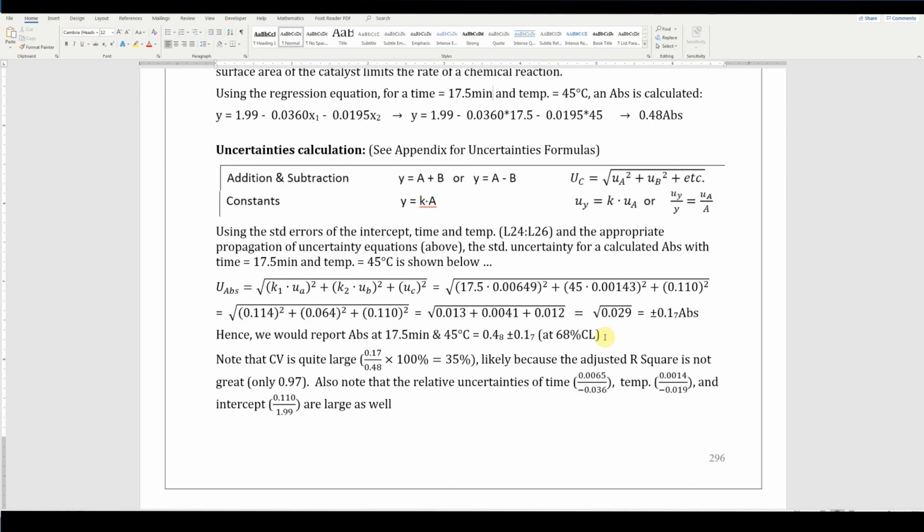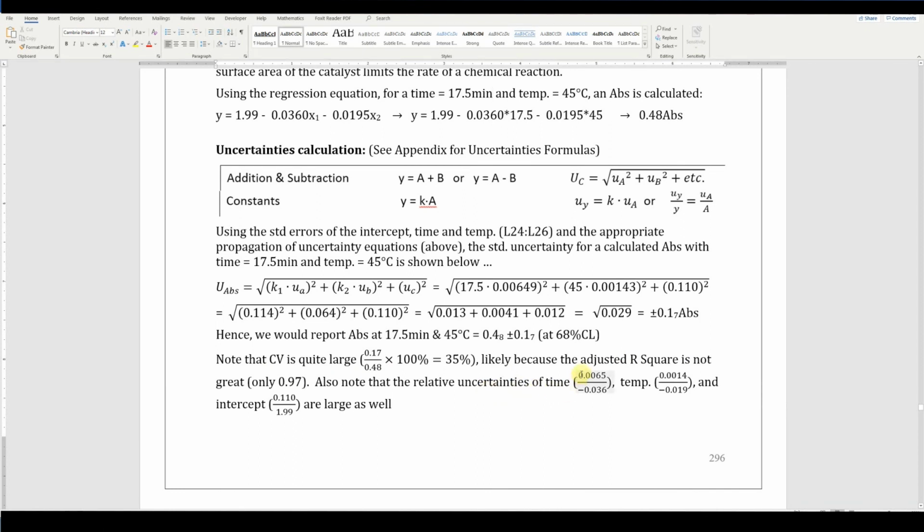Take a look at this now. Why is this? Why is there so much variation? Well, the CV is quite large. I already mentioned 17 out of 48 is 35%. Well, notice the R squared, or the adjusted R squared. It's not great. It's only 0.97, and the uncertainties of the coefficients are pretty big.